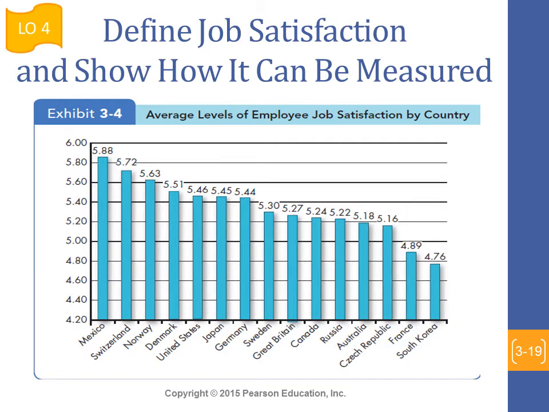This slide talks about the average levels of employee job satisfaction by country. Here on the y-axis we have the job satisfaction score, and the x-axis represents the different countries. Here you see Mexico is the one where the workers are the most satisfied with their job, and in South Korea people are less satisfied.